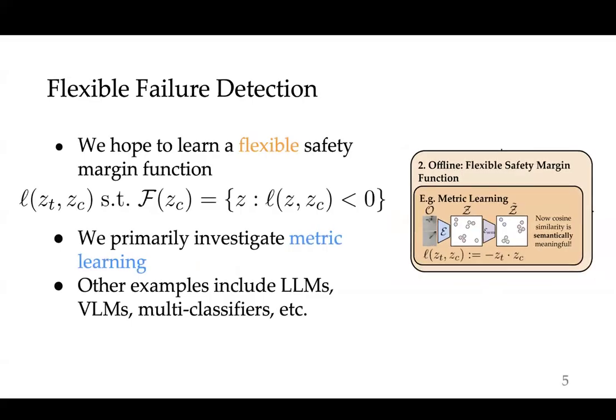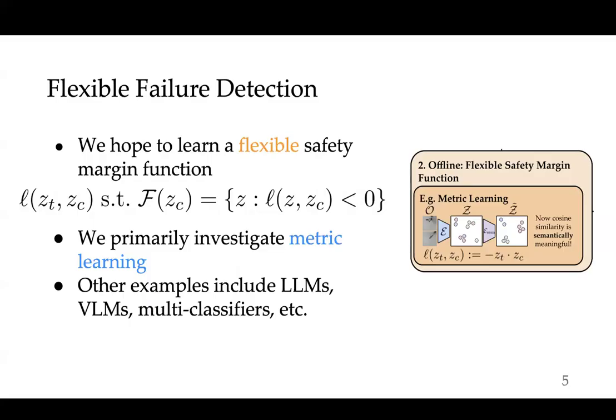So next we have the flexible safety margin function. This is how we detect failure, right? We're doing these great imaginative rollouts, but if I give you a latent, how do I know that it's in the fail set or not, depending on what I've told you is my current fail set? So we are interested in learning this safety margin function, which given a certain latent z and an embedding of the constraint zc, will be less than zero if that z is in the fail set, and greater than zero if it's in the safe set.